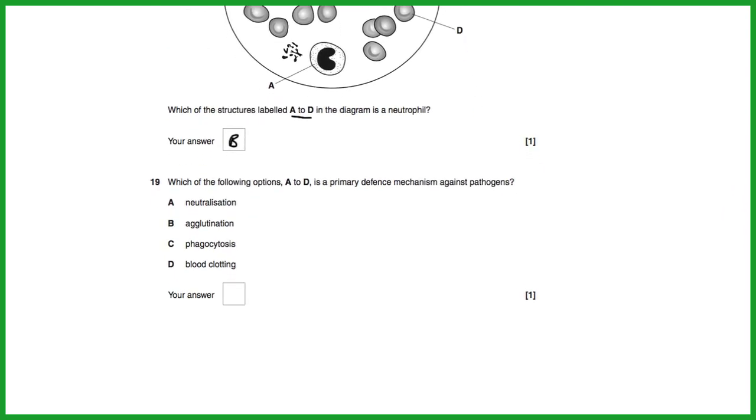And which of the following options, A to D, is a primary defense mechanism against pathogens? Now, neutralization and agglutination are caused by antibodies, and phagocytosis is part of the non-specific immune response. But blood clotting is a primary defense mechanism because it prevents pathogens from getting in, or prevents more pathogens from getting in, by forming a scab because the blood is clotting. Therefore, it's a primary defense mechanism because it stops more pathogens from getting in. So the answer is D.